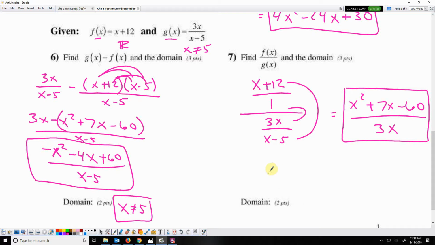Again, adding, subtracting, multiplying, or dividing, our domain has to satisfy f of x, g of x, and the composition. So reals, so no restriction there. X can't be 5, so we know that's one restriction. And here, this denominator can't be 0, and 3 times 0 would give me a 0 denominator. So x cannot equal 0 or 5.